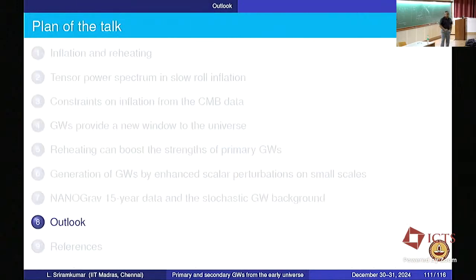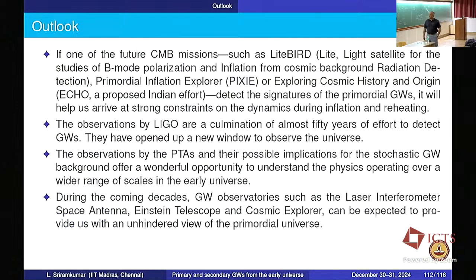So I come to the end of my lectures. I'll close with a very broad outlook, and I have a few references. If one of the future CMB missions, such as LiteBIRD, detects... I should also use this to advertise, we are working towards a possible Indian mission called ECHO, Exploring Cosmic History and Origins. If one of these future missions detects signatures of primary gravitational waves, which I mentioned is the holy grail in cosmology, it will help us determine the energy scale of inflation.